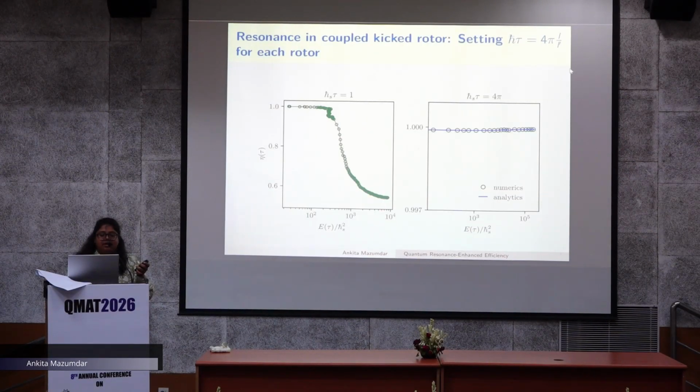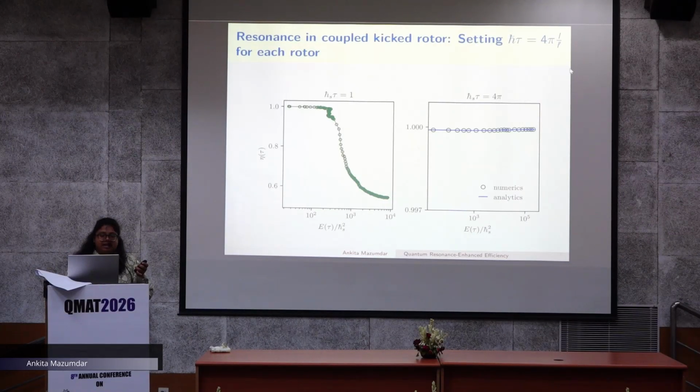So this is the result. To compare the results with the off-resonant case, we have considered two sets of parameters. In the off-resonant case, we have considered h bar tau equal to 1, where tau is the time period between two successive kicks, and h bar tau equal to 4 pi L by L prime for the resonant case, where L and L prime are two co-primes. When they take the value 1, it corresponds to the first order resonance. But it is worth mentioning that all the results shown here are for first order resonance, but it is robust for higher order resonance as well.